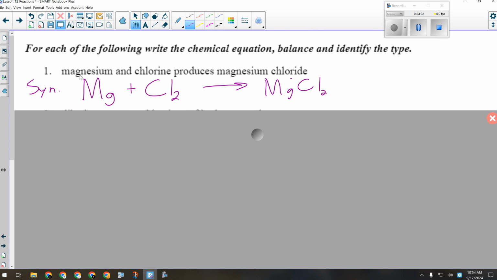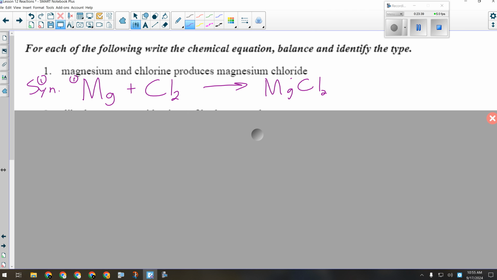Okay, so you'd get one mark for the reaction written out correctly in words. You get one mark for synthesis, and then I got to balance it. Done. Okay, do I have to do anything with this one? No. No, I got one magnesium on both sides. I got one chlorine on both sides.